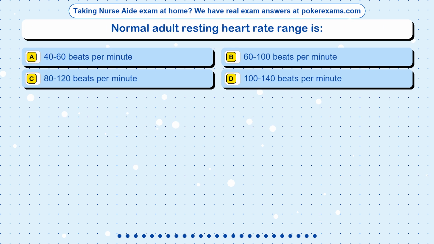Question 6. Normal adult resting heart rate range is: Option A. 40 to 60 beats per minute. Option B. 60 to 100 beats per minute. Option C. 80 to 120 beats per minute. Option D. 100 to 140 beats per minute.